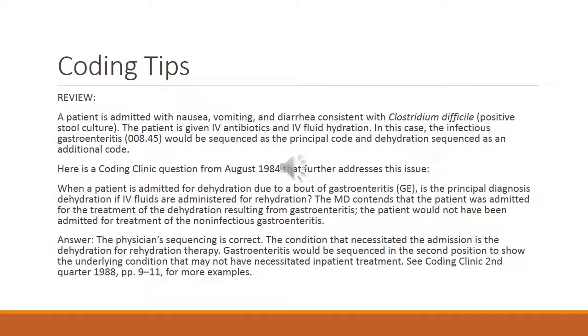Okay, we're going to end our coding tips with a couple of reviews. A patient is admitted with nausea, vomiting, and diarrhea consistent with Clostridium difficile, which is a positive stool culture. The patient is given IV antibiotics and IV fluid hydration. Now, in this case, the infectious gastroenteritis, or code 008.45, would be sequenced as the principal code, and dehydration sequenced as an additional code.